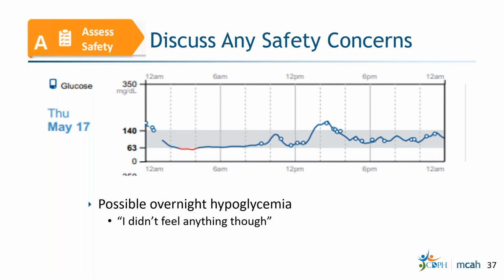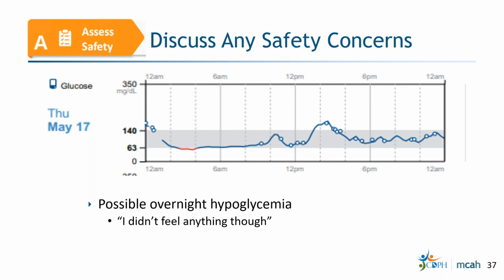So assessing safety, what do we notice about hypoglycemia? And we can look here on this day, the red implies that she went below 63. So having some possible overnight hypoglycemia. But in asking her about it, she did not feel it. So she did not even, in fact, note that it was happening at that time. So that's useful information to have. And it did go back up on its own. So it didn't stay low, it went low for a little bit. It did come back up on its own.